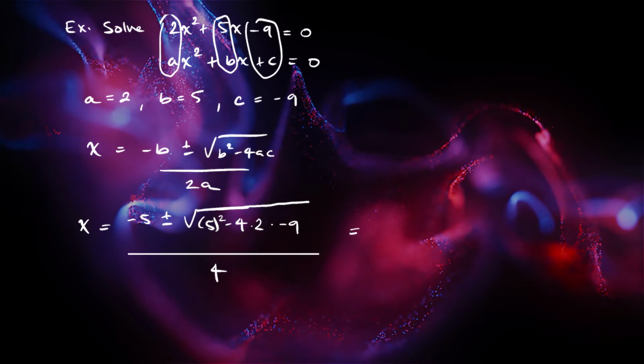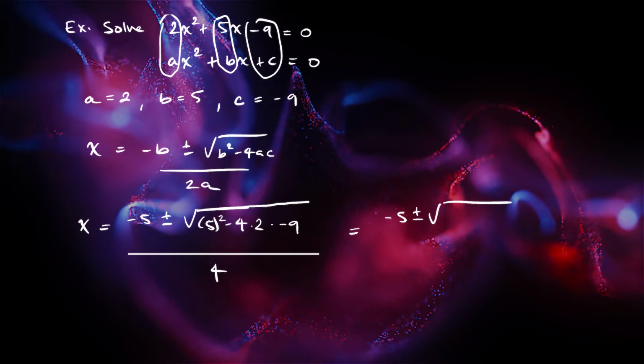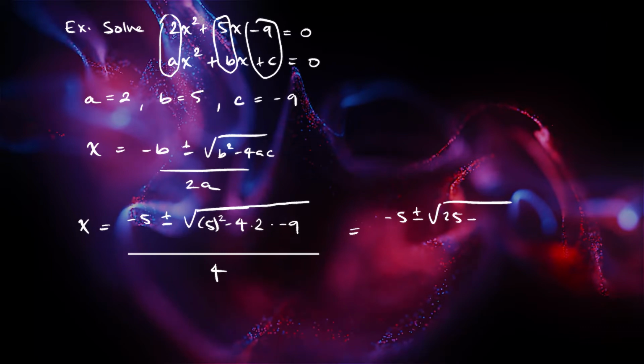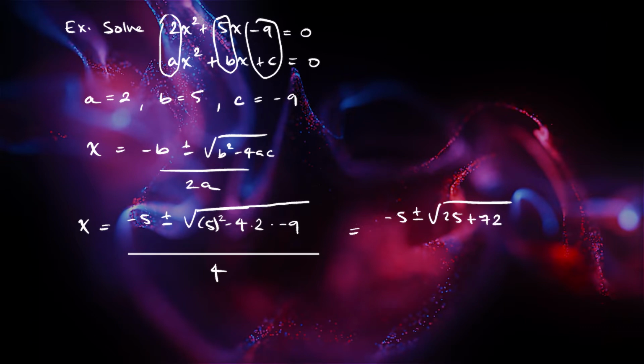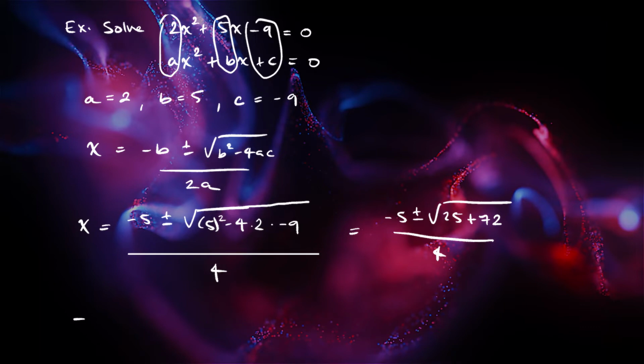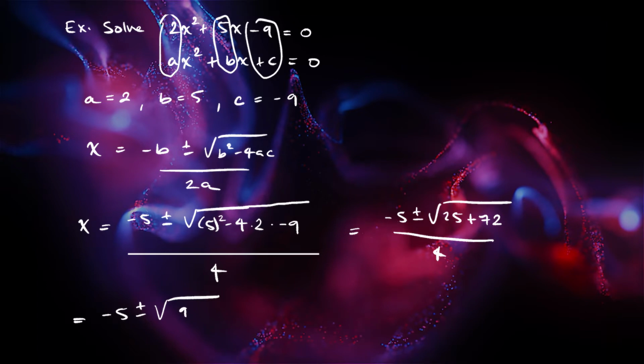Okay, and then what we can do is we can simplify this down. So this is negative 5 plus or minus the square root of 5 squared, which is 25, minus 4 times 2 times negative 9. So that's going to give me negative 8 multiplied by negative 9, which is positive 72. Right, so 25 plus 72 all over 4. This can still be simplified more, right? We can go equals negative 5 plus or minus the square root of 25 plus 72, that is going to be 97, all over 4.